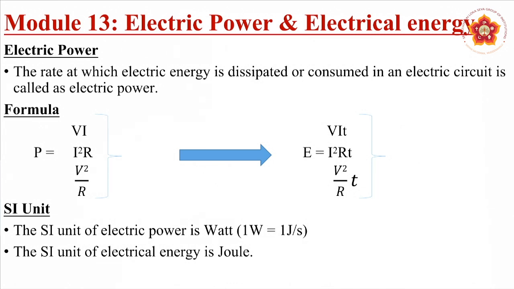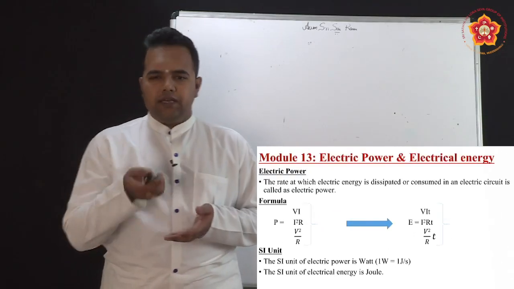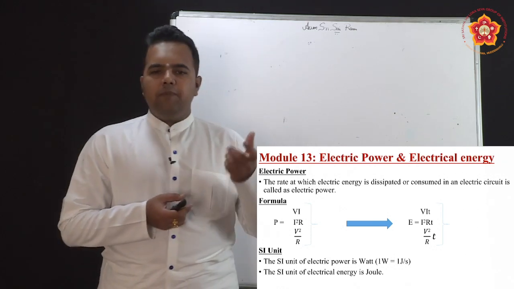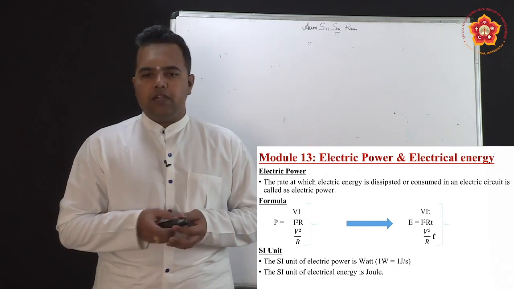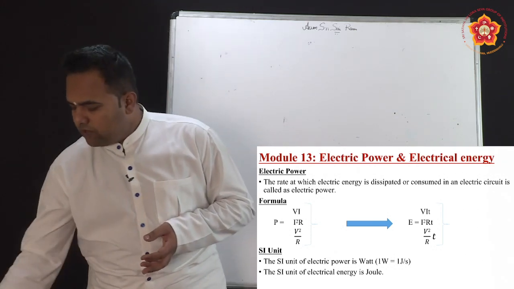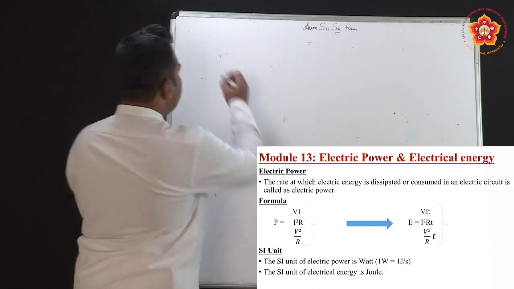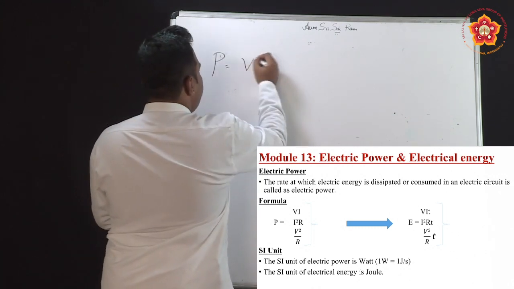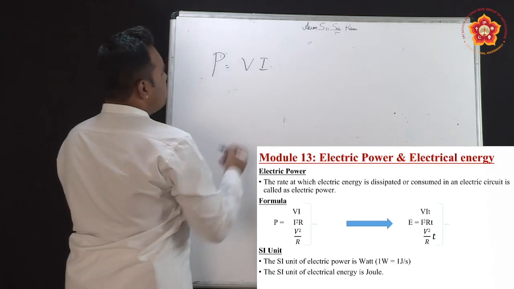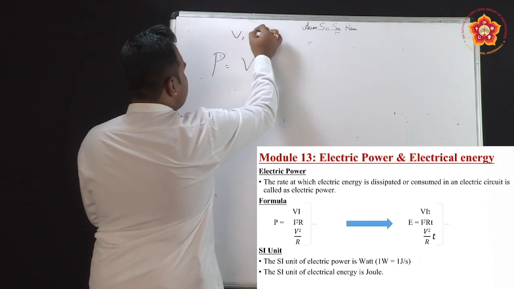And yesterday, while arriving at the Joule's law expression, Joule's law of heating, we have seen that power is given by the product of V and I. Suppose you know the voltage, suppose you know the current flowing through the individual resistor. So multiplying voltage and current will give us the electric power. Now, what do we do? Power is equal to V into I. Now, there are three parameters.